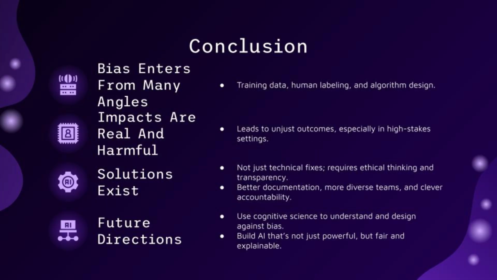What stood out most to me is how deeply bias is woven into AI systems. It's not just a bug, it's part of how these systems are built. If we want AI to be fair and reliable, we have to be intentional about every step. From the data we use to the people we involve, the solutions are out there, but they require shifting how we think about building technology. Moving forward, I think cognitive science will play a big role in shaping more equitable AI.